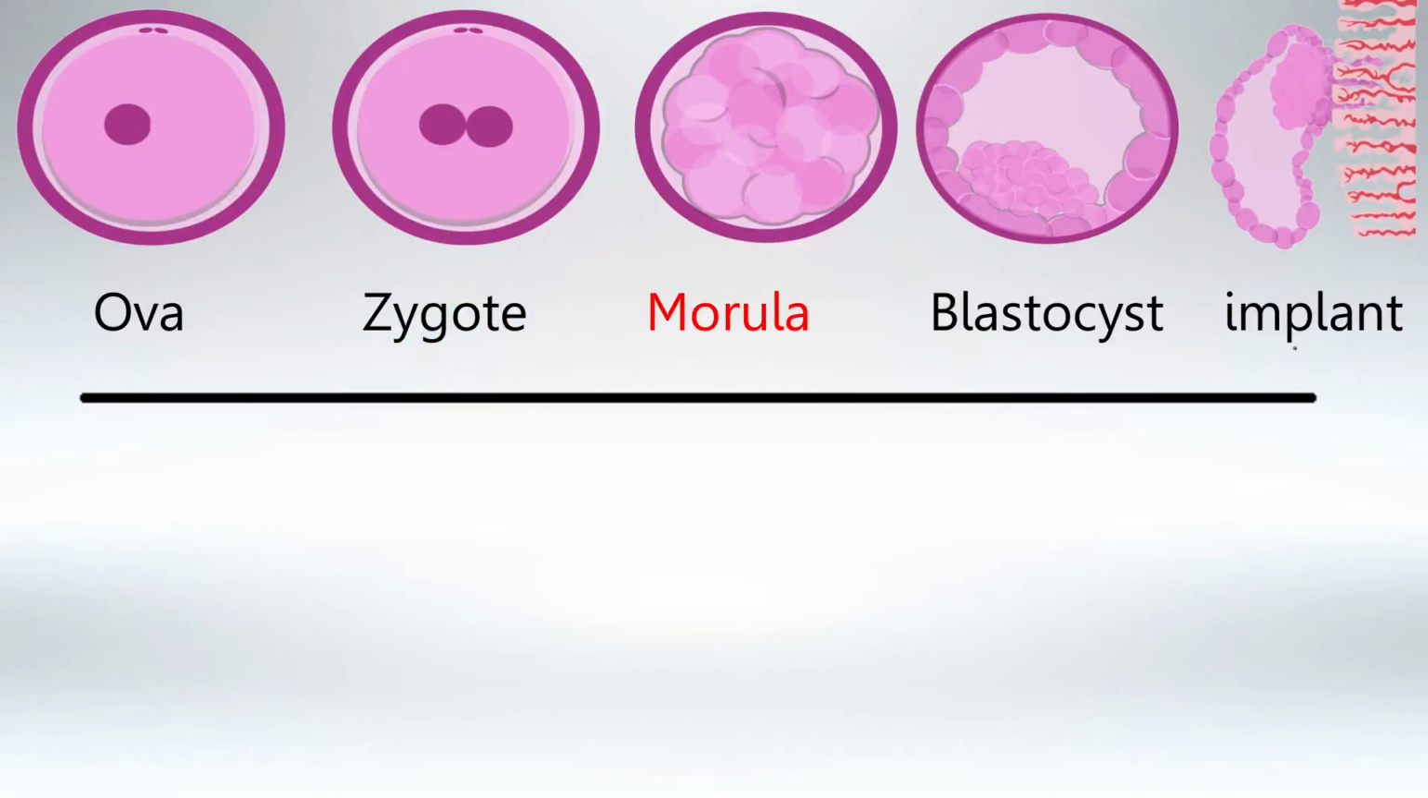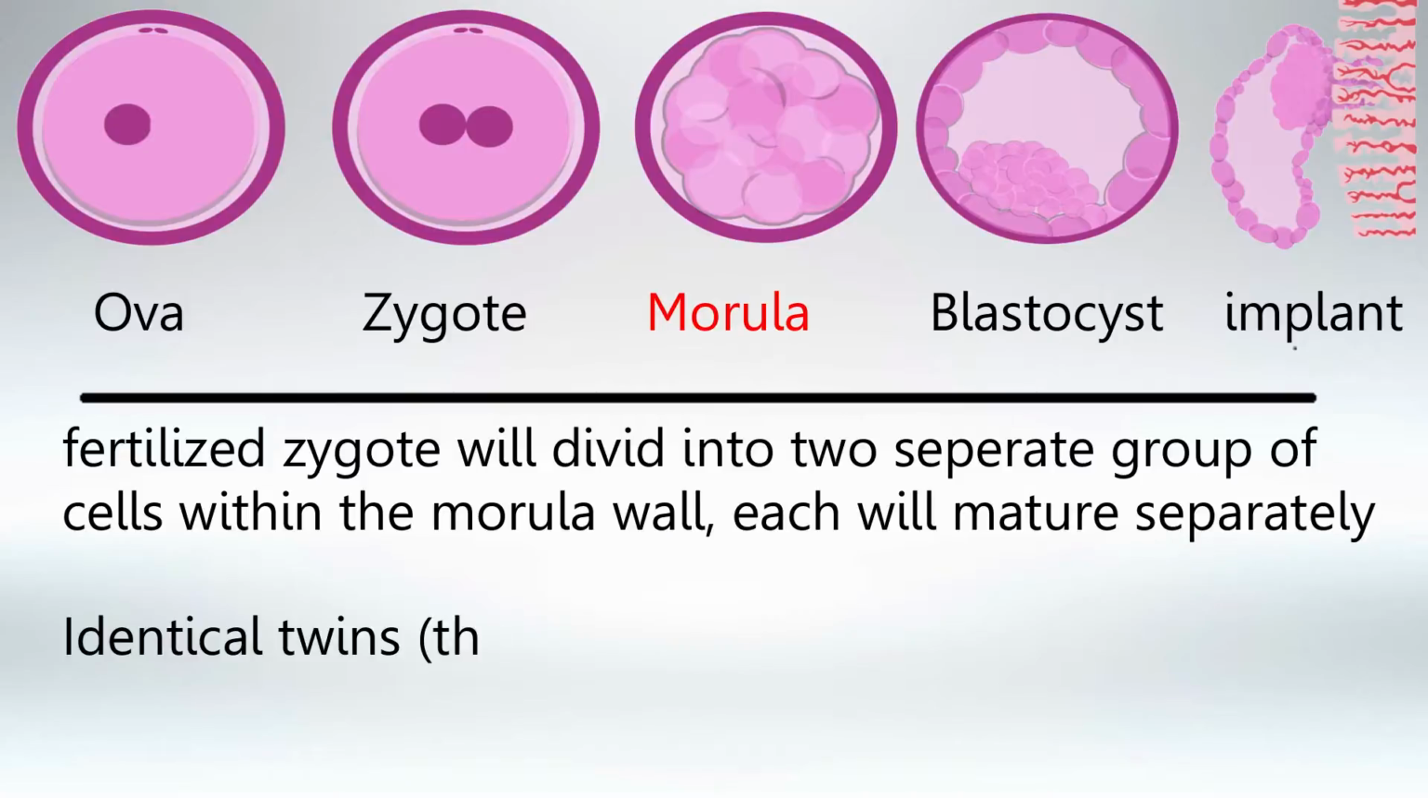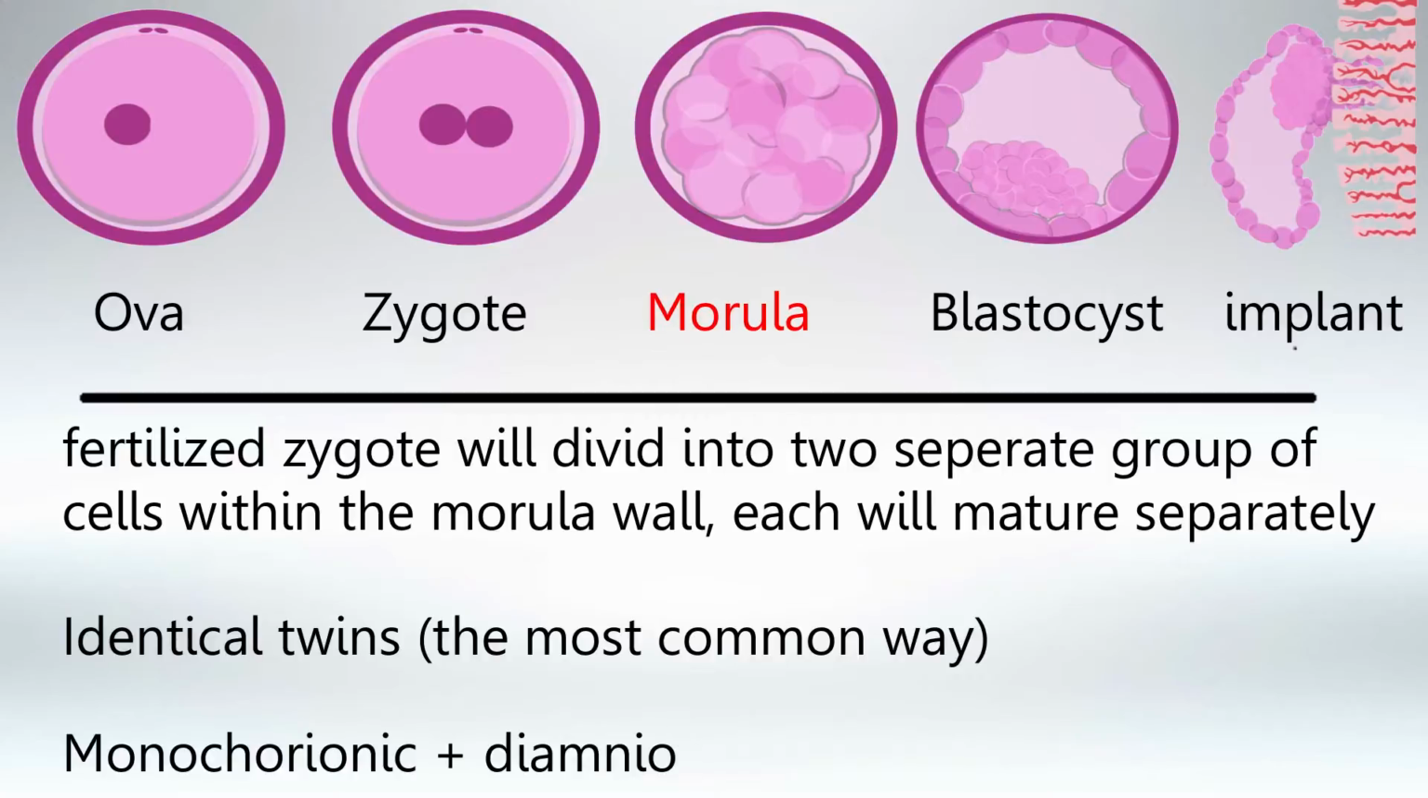The third mechanism is in the morula phase, which is the most common way. In this scenario, the morula matures into 2 different groups of cells within the morula wall, and each group of cells will mature into a different fetus. Once again, they share the same ova and same sperm, so they're going to be identical twins, but they'll be monochorionic and diamniotic, so 1 placenta and 2 amniotic sacs.